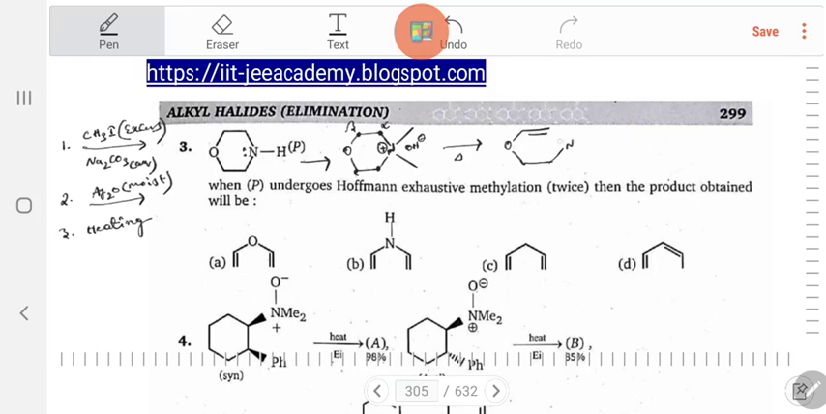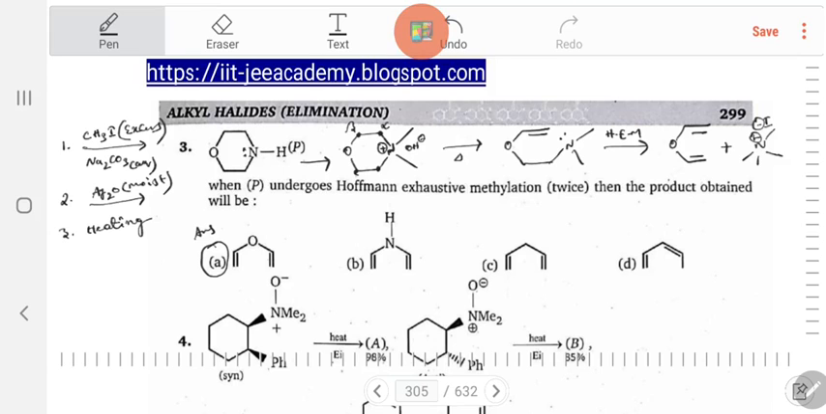then you will get N with the lone pair, methyl, methyl. Again Hofmann exhaustive methylation occurs here also, leading to product formation. This is the product obtained, plus quaternary ammonium salt plus and I minus. Alright, this is the product obtained. So the obtained product is option A in Hofmann exhaustive methylation, what we have seen in the last lecture.